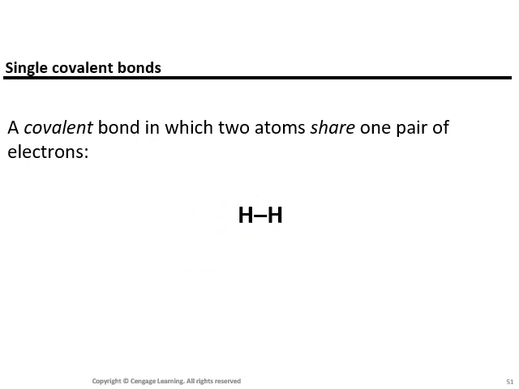Next slide. For H, we don't have an octet, we have a duet, but it has the same effect. It's stable. So the electrons from the two H's center themselves between the two H's, so there are 2 electrons between them, and they're considered to belong to each H. So each H is considered to have 2 electrons. Next slide.